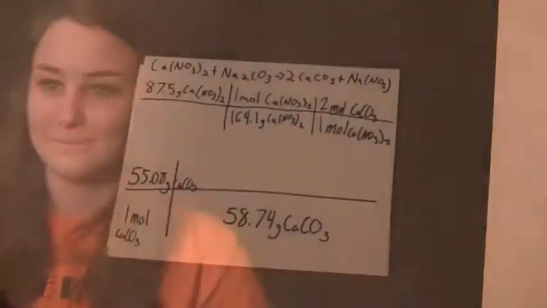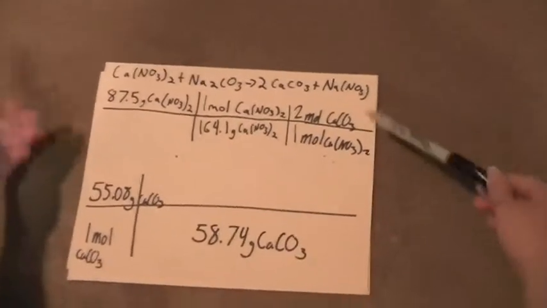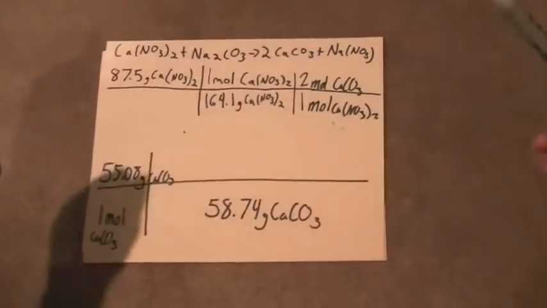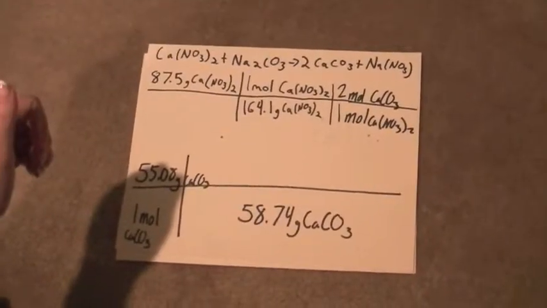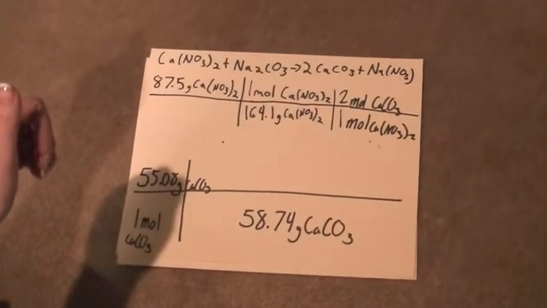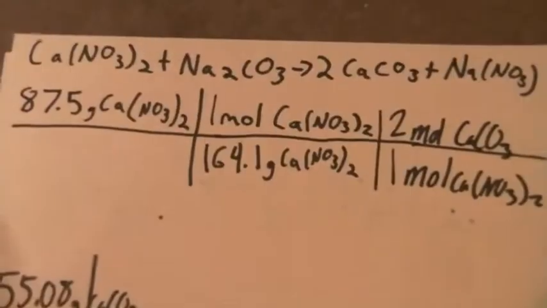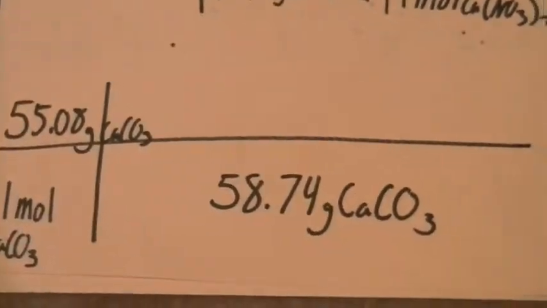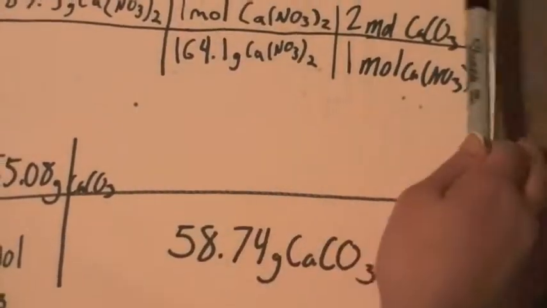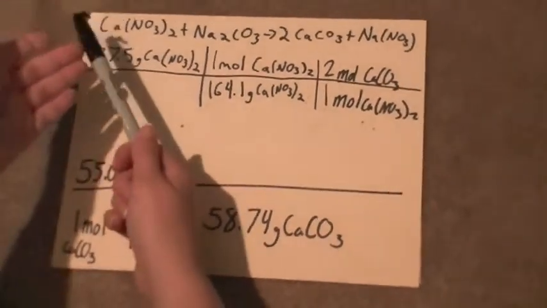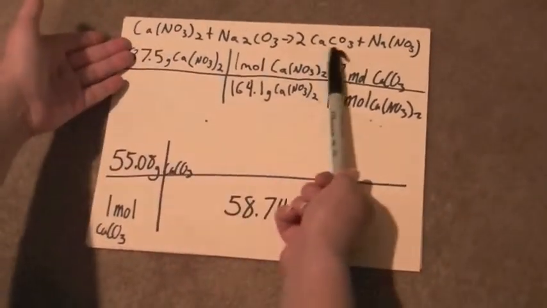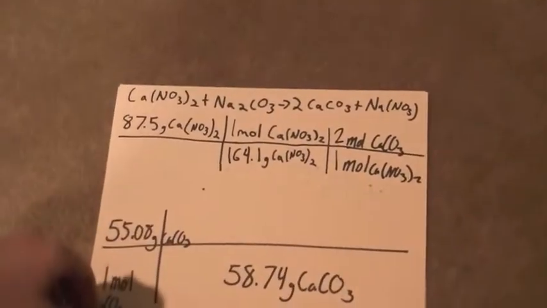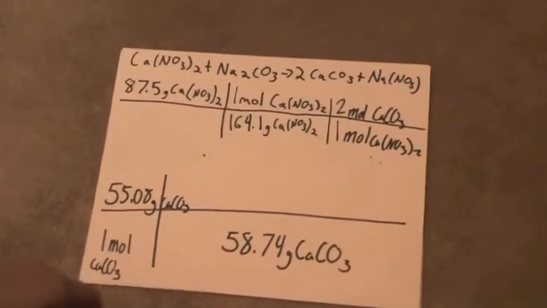Now let's try solving one that finds percent yield. So this is a worked out problem of a percent yield equation, and it gives you some of the numbers and it doesn't give you some of the numbers. The first thing you have to do is balance the equation, and I've already done that for us. I've actually already done all of it, but that's besides the point.